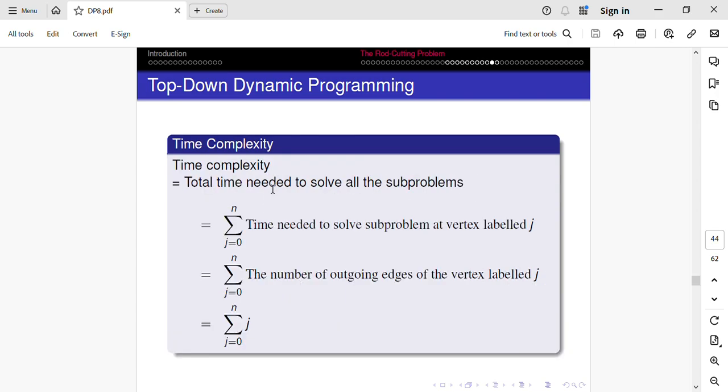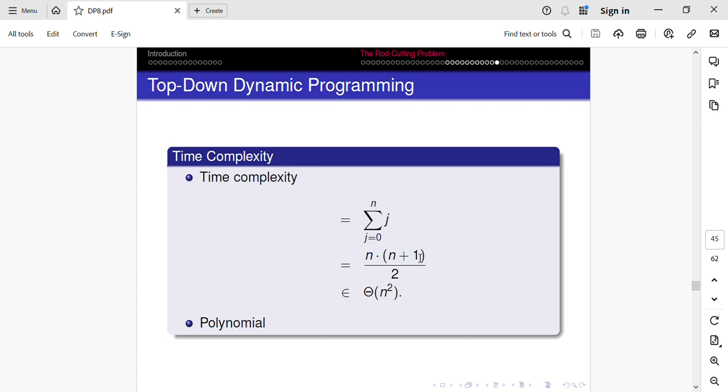Now the total time complexity is the total time needed to solve all the subproblems. That means we run from 0 to n because there are n plus 1 distinct subproblems, and the time needed to solve the subproblem of size j is the number of outgoing edges of the vertex labeled j, that is j. So summation 0 to n of j is n into n plus 1 by 2, and big theta of n square. So we have polynomial time complexity.